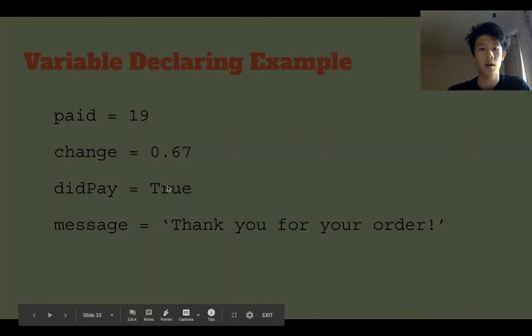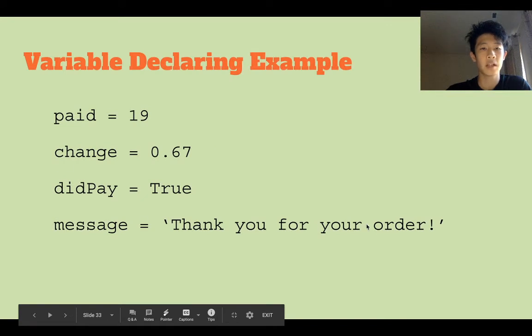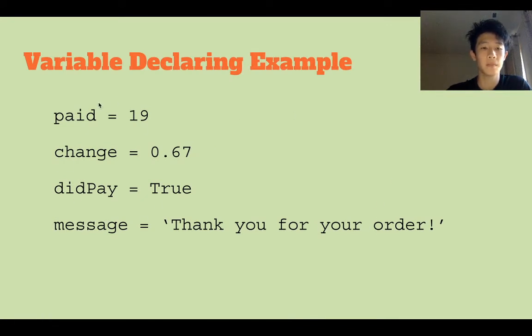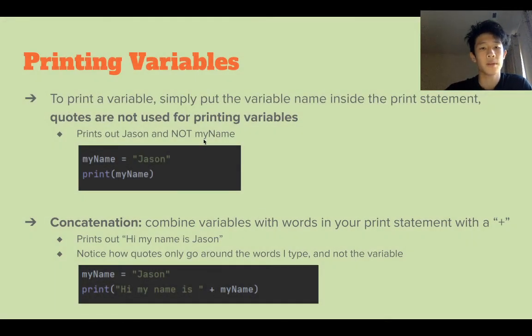All right. So here are some examples of declaring variables. As you can see, paid equals 19, that's an integer. Change equals 0.67, that's a floating point value. Did pay equals true, that's a Boolean value. And message equals thank you for your order, that's a string. It's pretty simple. All right, so when it comes to printing variables, I showed it already, but you just name your variable and then you can print your variable.